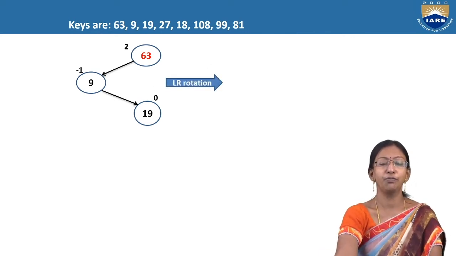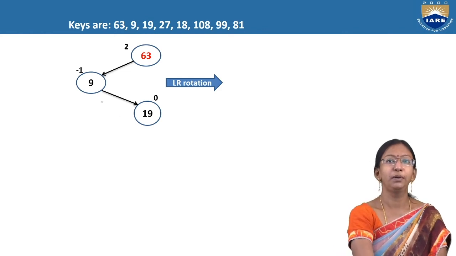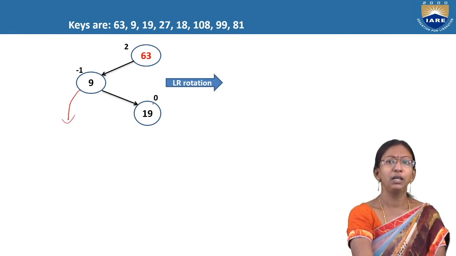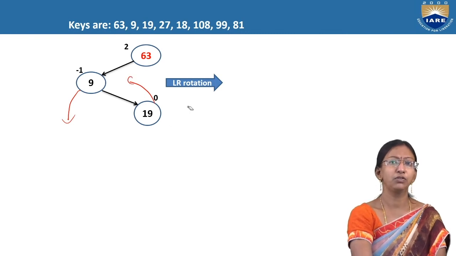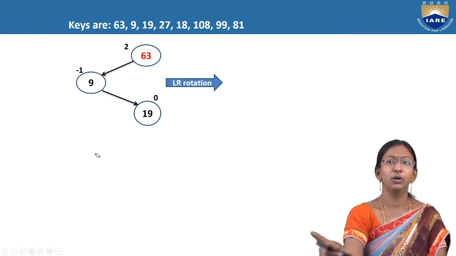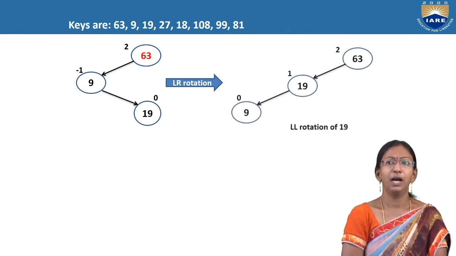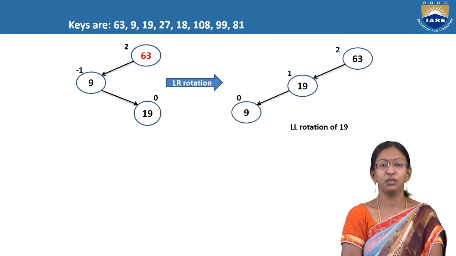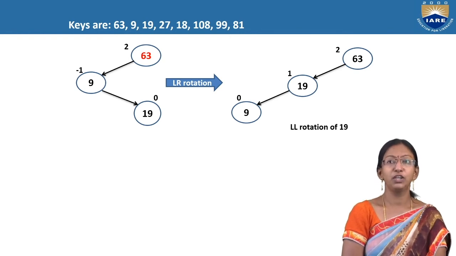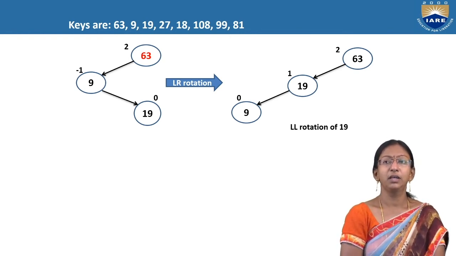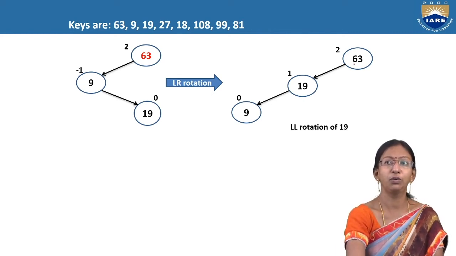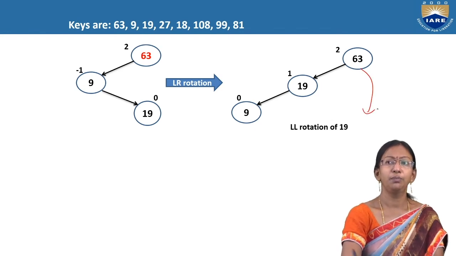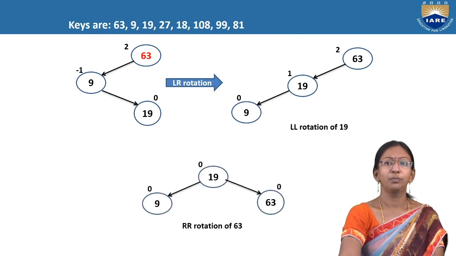So, left rotation of what? 9. So pull it down. When you pull it down, 19 is going to take the place of 9. Right? So I'll show the result. After the first half rotation, rotating 9 towards left, the resultant will be like this. Now, the right rotation of the affected node, which is 63. Pull it down. When you pull it down, it becomes the right child of 19. So by the end of the rotation, you got a balance.